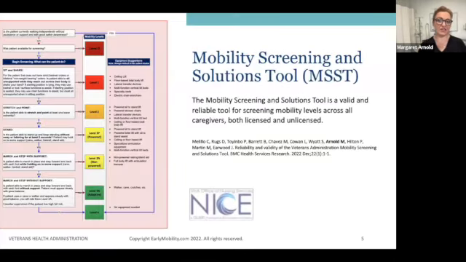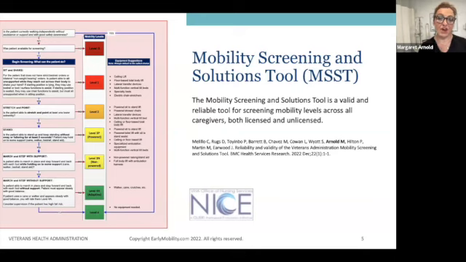The Mobility Screening Solutions Tool is a valid and reliable tool for screening mobility levels across all caregivers, both licensed and unlicensed. The citation is provided for you in this slide. Before you begin the screen, you determine if your patient is currently walking independently without assistance or support and is walking with good safety awareness. If they come walking into a clinic like you or I without any problems, you already know that they are mobility level 4, independent ambulator.